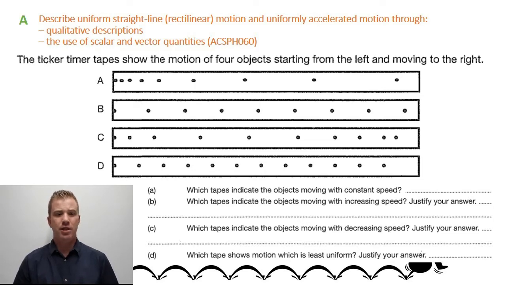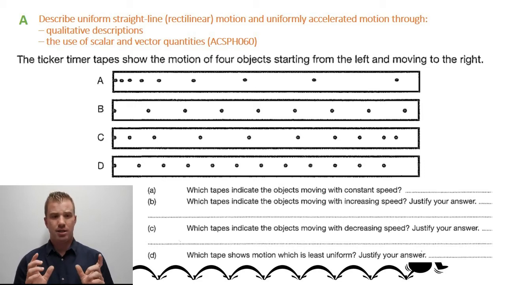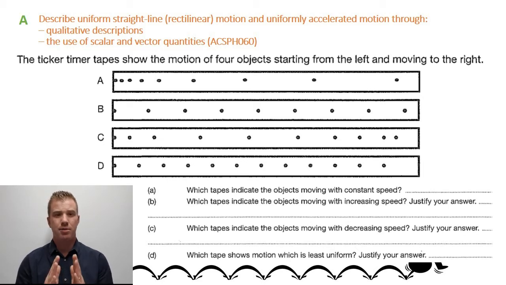So question A, which tapes indicate the objects are moving with constant speed? And if you look at the B and D, for example, the dots are at equal spaces apart, which shows you that they're moving at constant speed. Okay. B, which tapes indicate the objects moving with increasing speed? So this is when the dots are separated. So if you look at A, it shows dots at the beginning are very close together and then they spread out, which is showing you that the object is moving with increasing speed.